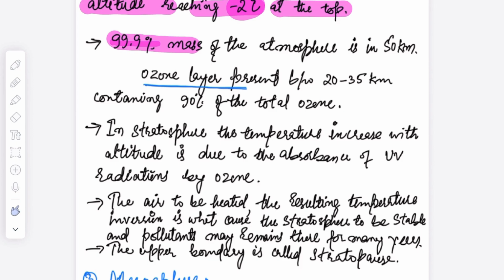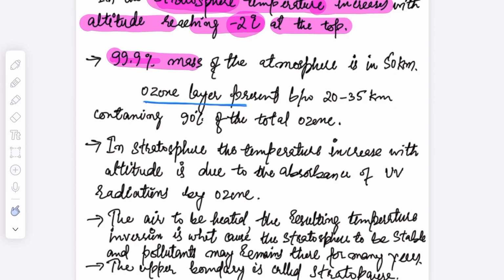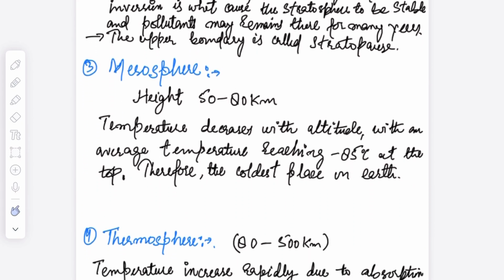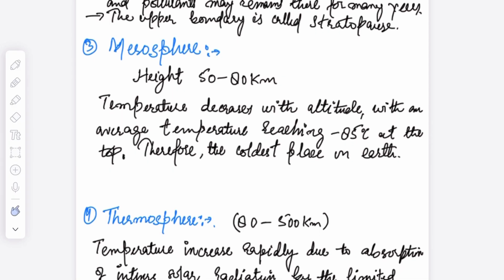So we have discussed that in the stratosphere temperature increases with increasing altitude, and that is because of the absorbance of UV radiation by ozone. With this we are done with the troposphere and the stratosphere. In the next we will start from the mesosphere, that is the third layer of the atmosphere.